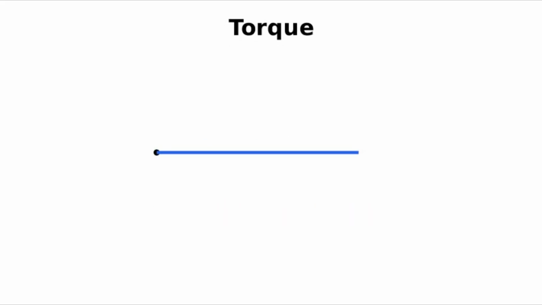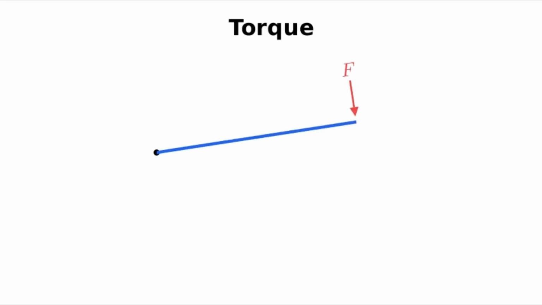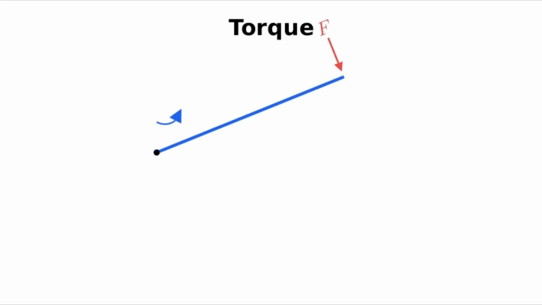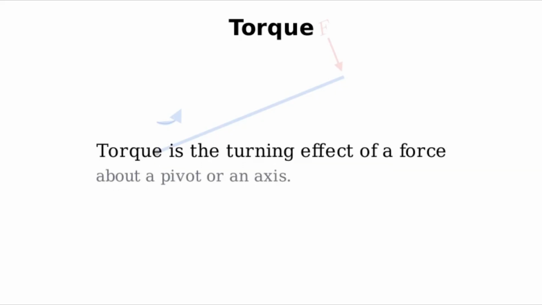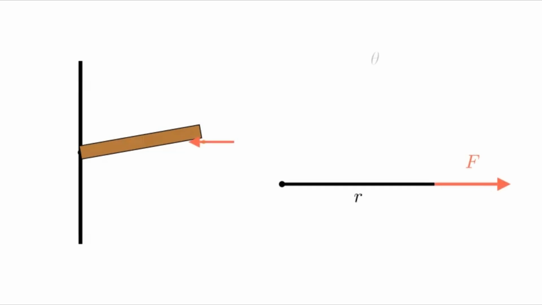First, what is torque? Torque is the turning effect of a force about a pivot or an axis. In simple words, it's what makes an object rotate. Imagine a door. The hinges act as the pivot, and the handle is some distance away from that pivot. Now suppose you push straight toward the hinges. Even though you're applying a force, almost none of it actually helps rotate the door. That's why the door barely opens.